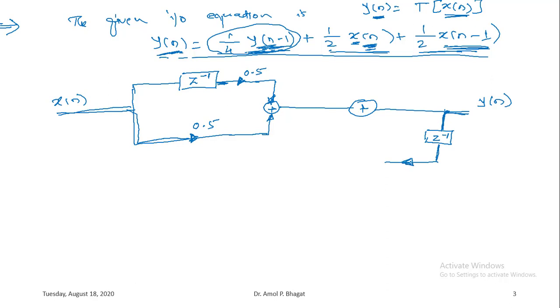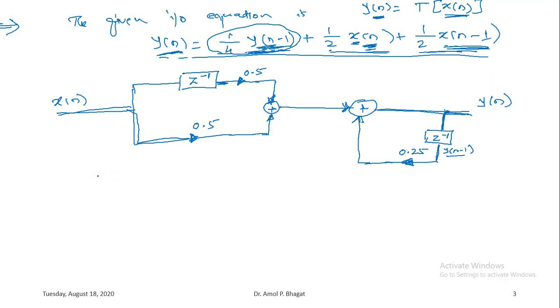I can write 1 by 4 as 0.25. So I have used here one delay element and one constant multiplier. The output is y of n minus 1, and it is multiplied with 0.25. Then I add this term, 0.25 multiplied by y of n minus 1, to the previous term, which was 1 by 2 x of n plus 1 by 2 x of n minus 1. Here is the resulting addition, and finally this output y of n is produced.